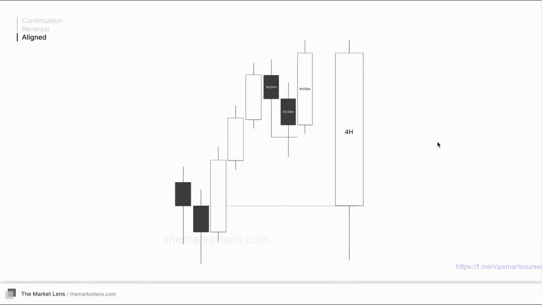Now let's talk about the aligned entry sequence. This simply means that the current 4-hour candle has already aligned itself with expansion. The lower time frame T-shaped fractal model is used for continuation to realign expansion candles in the same direction.